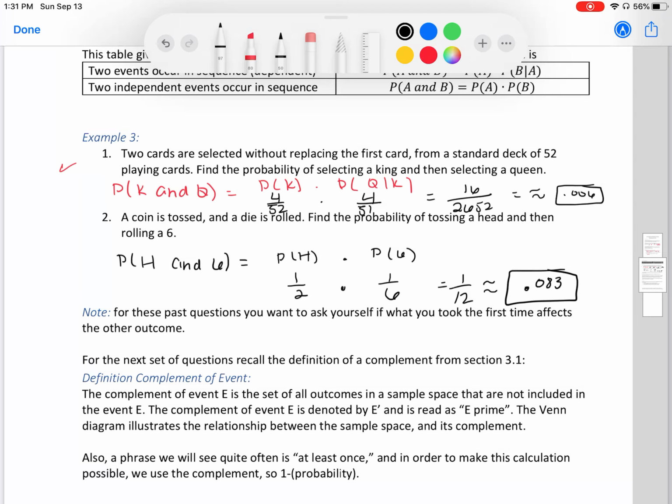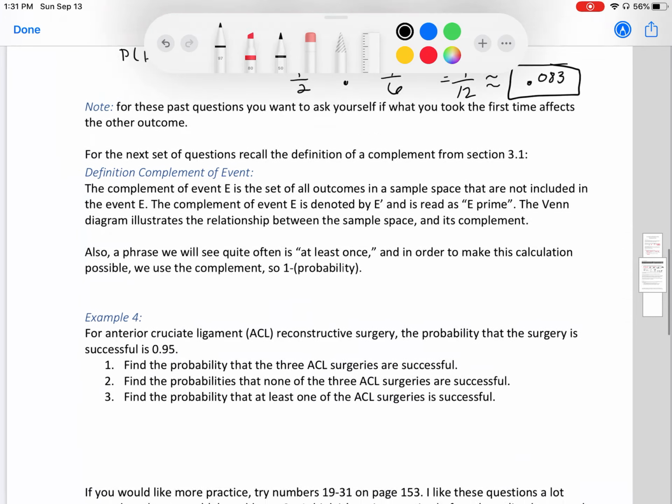Note, with these past questions, you want to ask yourself if what you took the first time affects the other one's outcome. So that's what I'm looking at when you're thinking about dependent or independent.